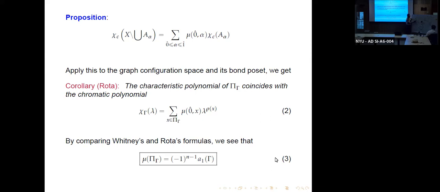Now what do you put here? Here you put something so that the sum of everything beneath it is 0. So you have to put 1. What do you put here? You want the sum of everything beneath it to be 0. So you put 0. Right? This is called the Mobius function of the poset.